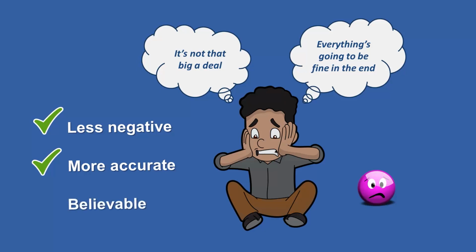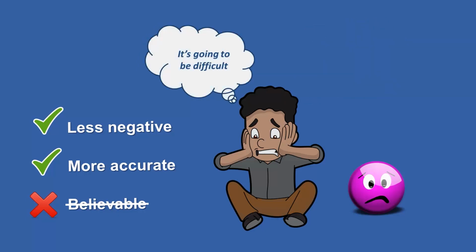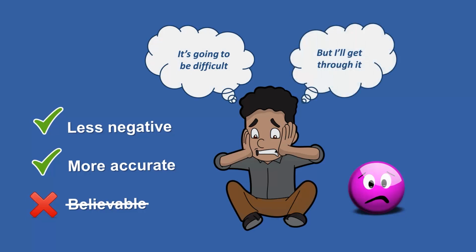But even if this new thought is a little more accurate, that doesn't mean we'll actually believe it. It might still require too big a leap of faith, especially if we're already feeling anxious. And so we might settle on something in between that and the original thought, like, it's going to be difficult, but I'll get through it, which is less negative than our original thought, and probably more accurate. And now maybe something we can actually believe. And as a result of this new way of thinking, we decrease our level of anxiety, even though we're probably still feeling somewhat anxious.